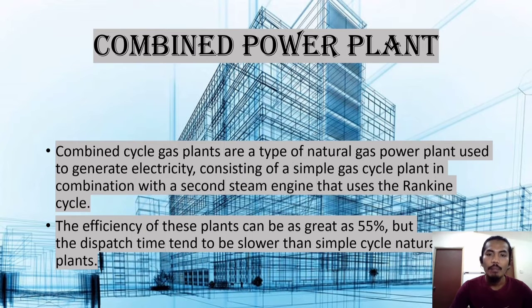Lastly, we have combined power plant. Combined cycle gas plants are a type of natural gas power plant used to generate electricity, consisting of a simple gas cycle plant in combination with a second steam engine that uses the Rankine cycle. The efficiency of these plants can be as great as 55%, but the dispatch time tends to be slower than simple cycle natural power plants.